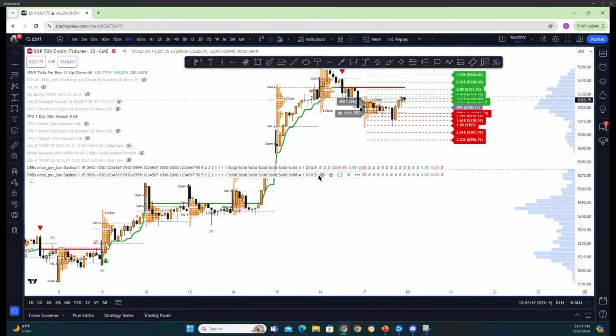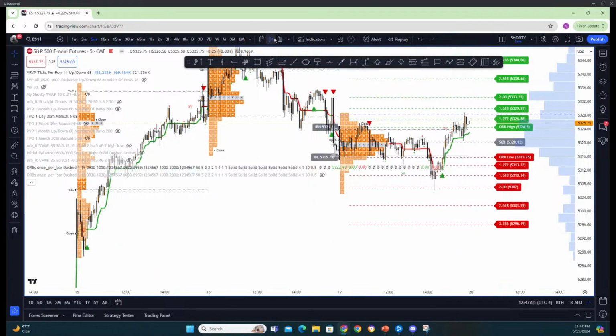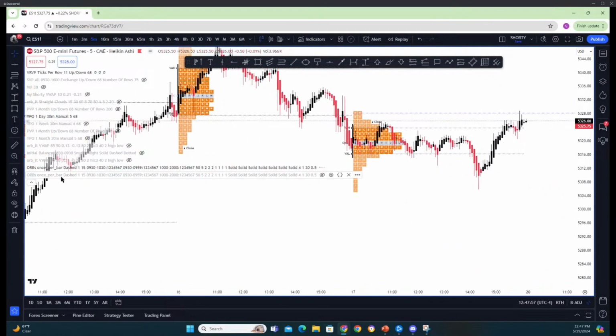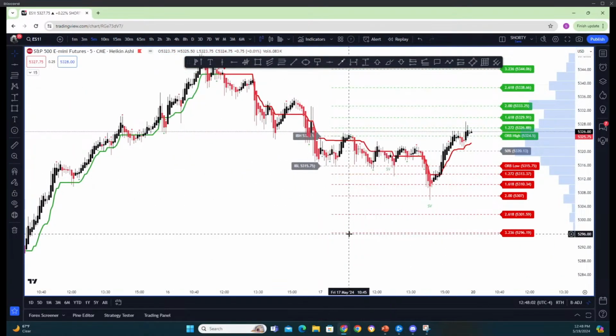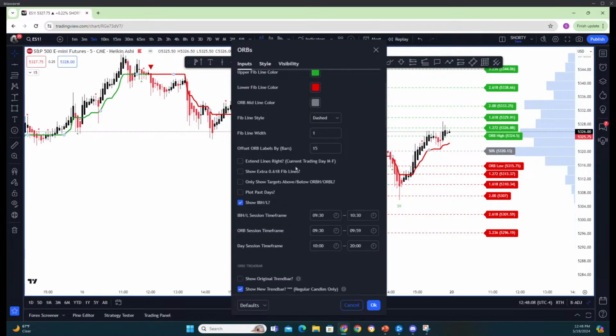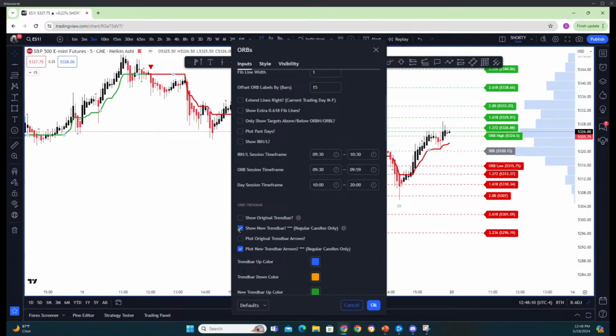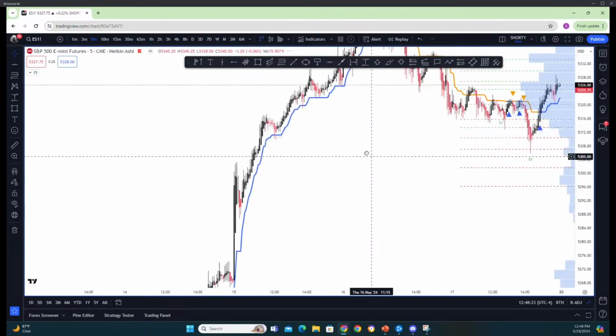So here's your ORBs, right? If you look at this, there's a little trend bar here that we use. And if you use this in confluence for scalping with, let's say, the ORBs, let me hide this for a second. Now you're able to see here.